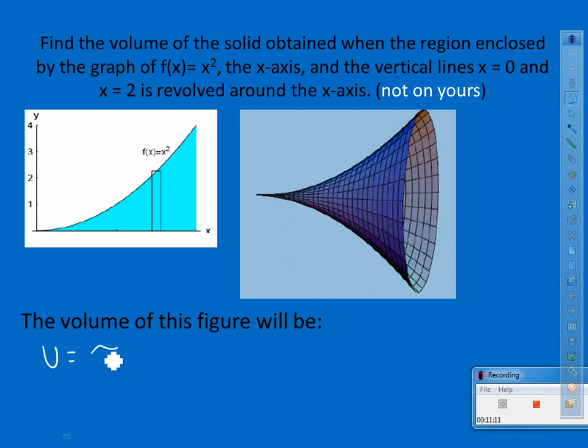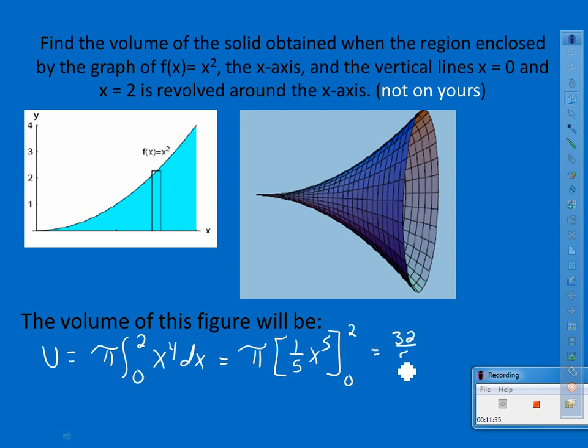The volume is going to be pi times the antiderivative from 0 to 2 of x squared squared, so x to the 4th dx. So this really becomes pi times 1/5 x to the 5th, evaluated from 0 to 2. Run 2 through there, and it looks like I'm going to get 32/5 minus 0, all of that times pi. So the volume of this thing is 32/5 pi.